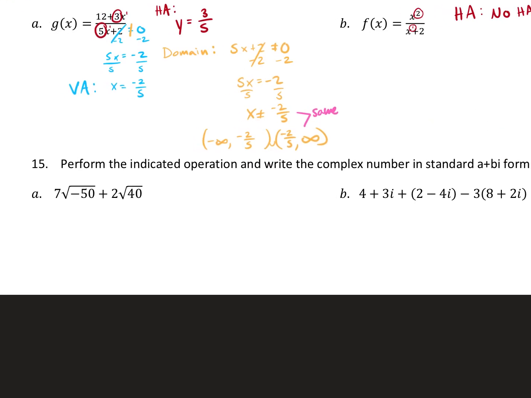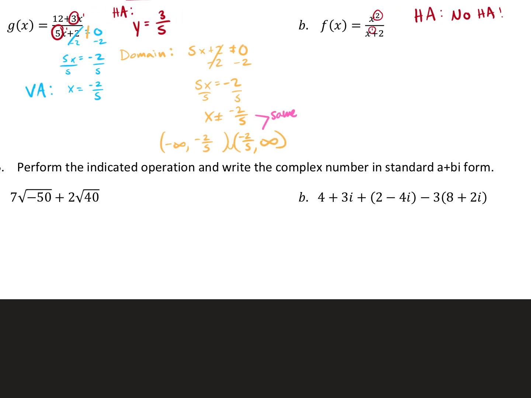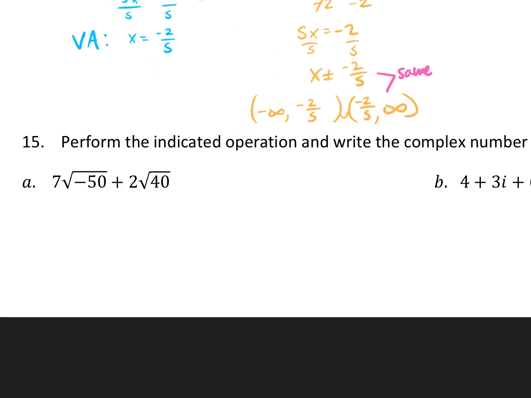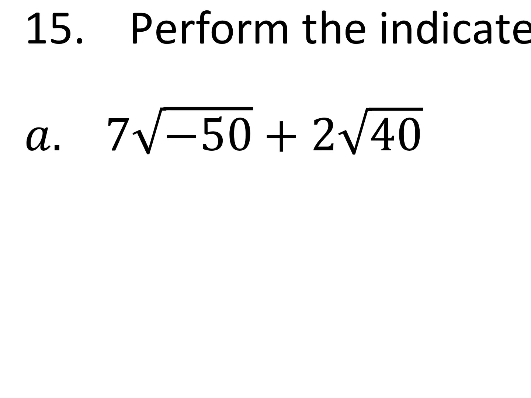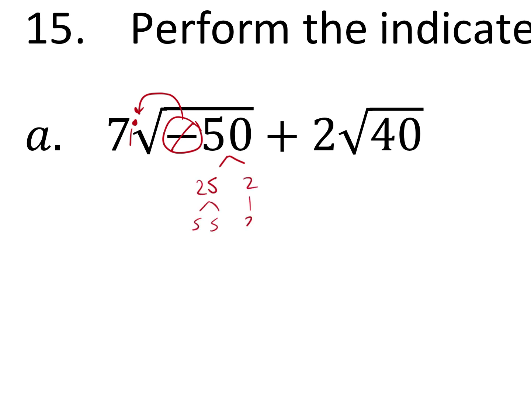So 15, we have to perform the indicated operation and write the complex number in standard form. So we have to simplify our square roots first. What happens if I have a negative in the square root? It comes out and turns into an i, so we can get rid of that. Now, what are 2 factors of 50? 25 and 2. And 2 factors of 25? 5 and 5.